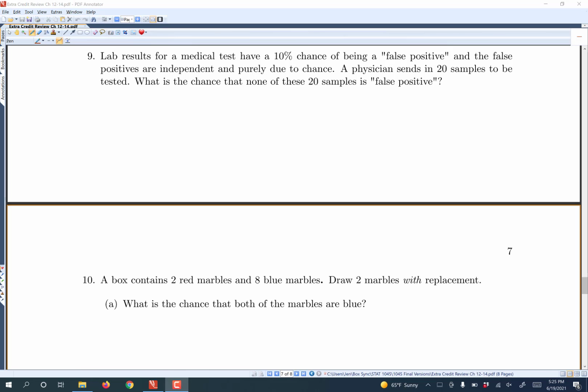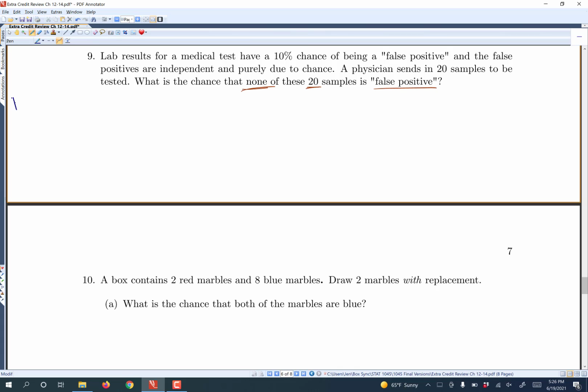On this problem, it says lab results for a medical test have a 10% chance of being a false positive. The false positives are independent, that means they're not affecting each other. A physician sends in 20 samples to be tested. What is the chance that none of these 20 samples is a false positive? So we're looking for none out of 20 that will be false positive.